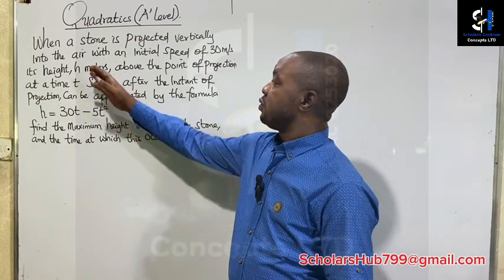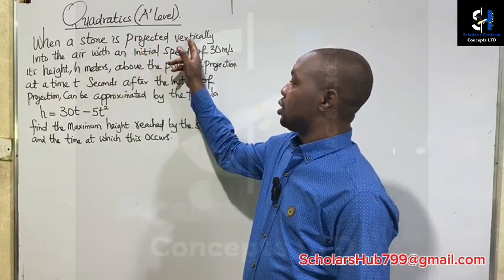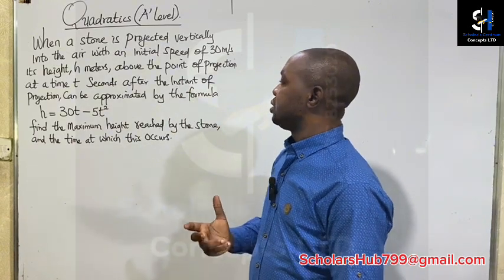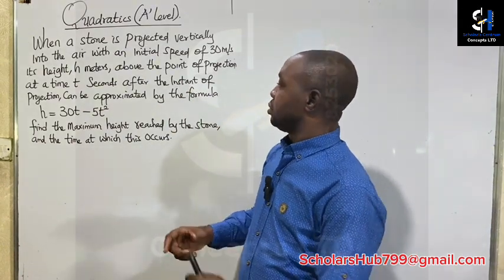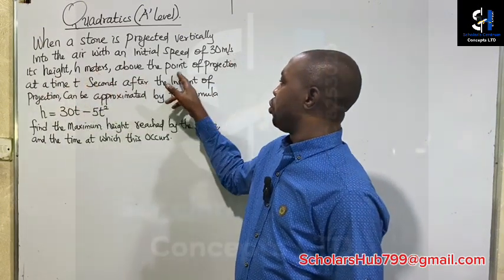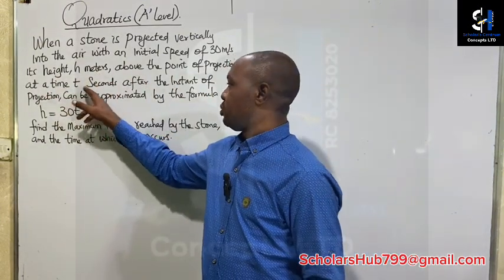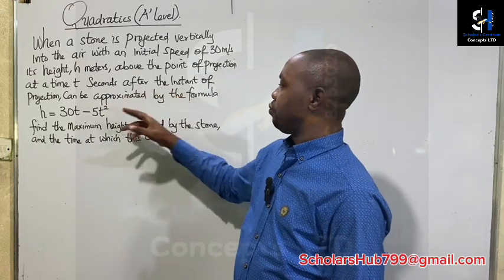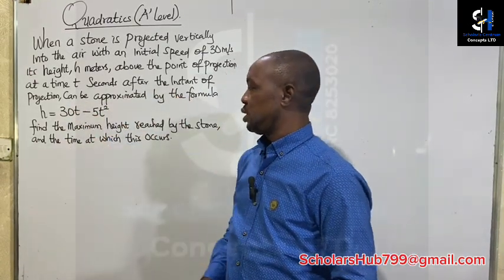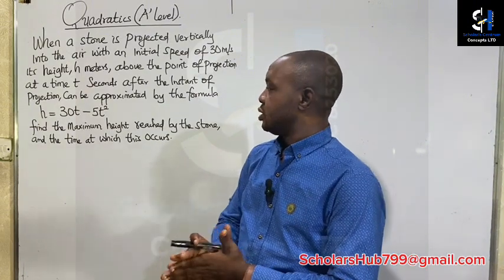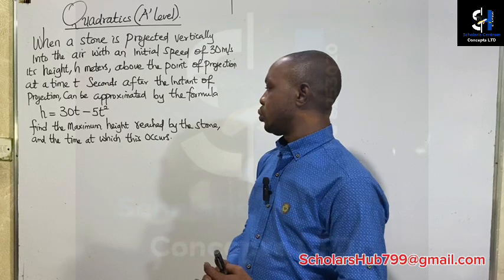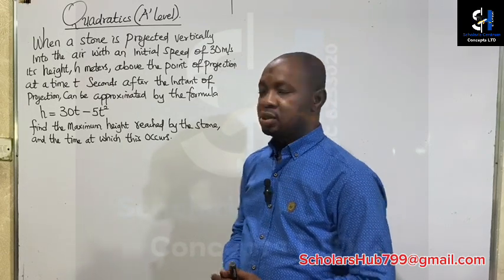A stone is projected vertically upward into the air with an initial speed of 30 meters per second. Its height h meters above the point of projection at a time t seconds after the instant of projection can be approximated by the formula h equals 30t minus 5t squared. We want to find the maximum height reached by the stone and the time at which this occurs.